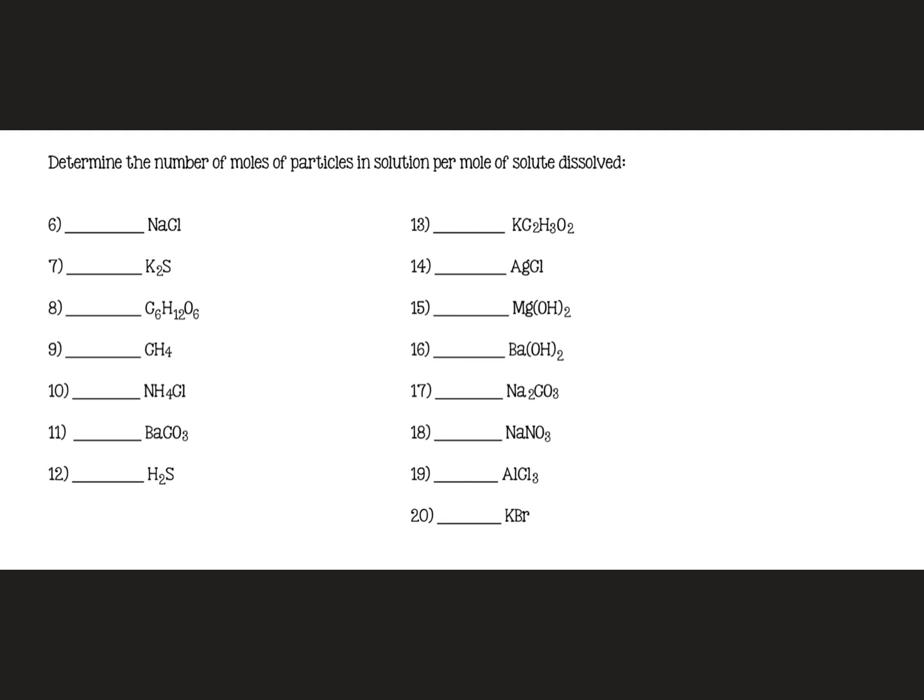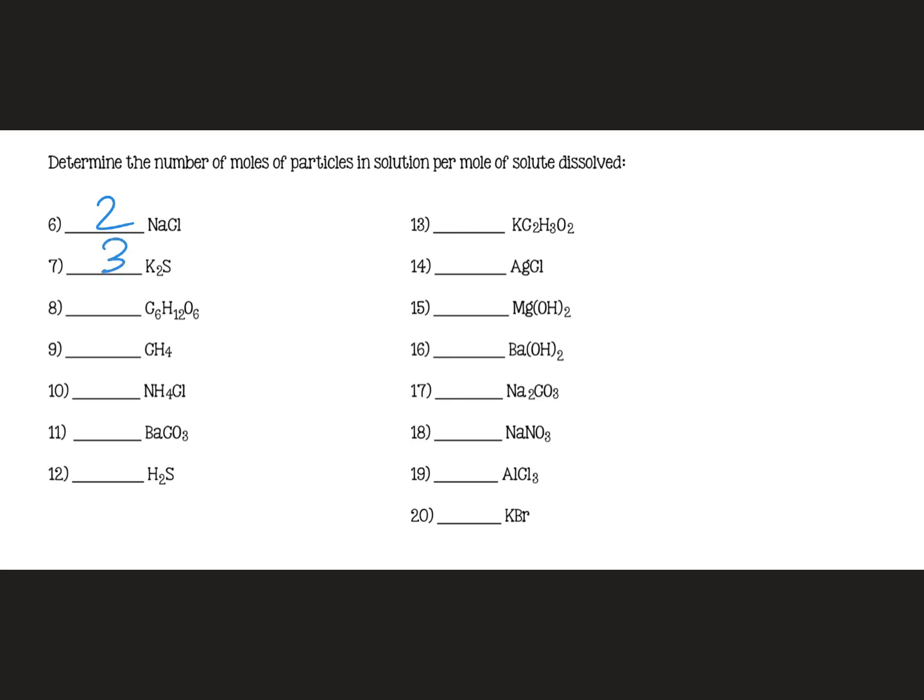Let's practice determining the number of moles of particles in solution per mole of solute dissolved. For number 6, NaCl is an ionic compound made up of a sodium and a chlorine, or 2 particles. K2S is also ionic, and it's made up of 2 potassiums and a sulfur, or 3 particles.